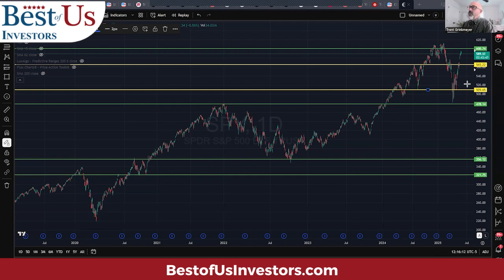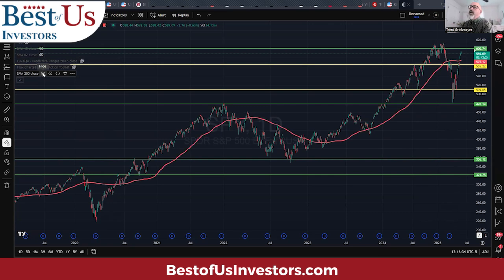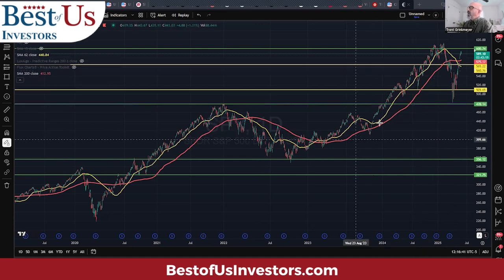But what you can see here is you get comfortable with drawing lines on charts and seeing the different support and resistance levels. This can make you a better investor. This can make you a better overall short-term trader using these type of things as support and resistance. So let's just throw the 200 over this, and let's throw the 62 period move over this. And you can see how this all integrates into each other.